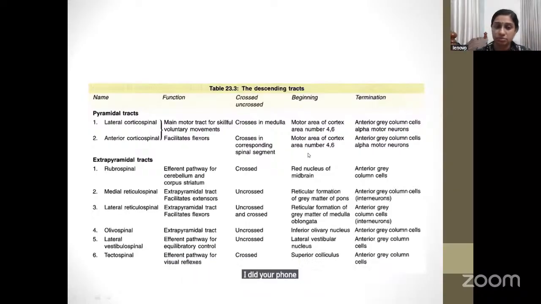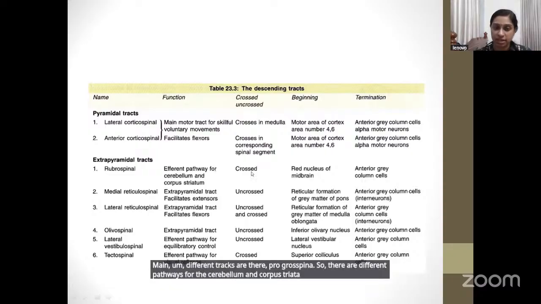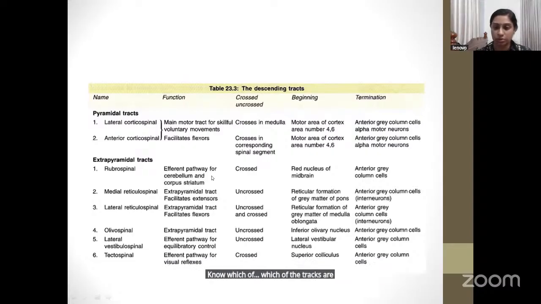Okay. And the extrapyramidal tracts, there are different tracts, such as the rubrospinal. There are different pathways from the cerebellum and corpus striatum, and they are crossed. So you have to know which of the tracts are crossed and which are uncrossed. Okay. So this is basically the function of these different extrapyramidal tracts, and their origin and termination.